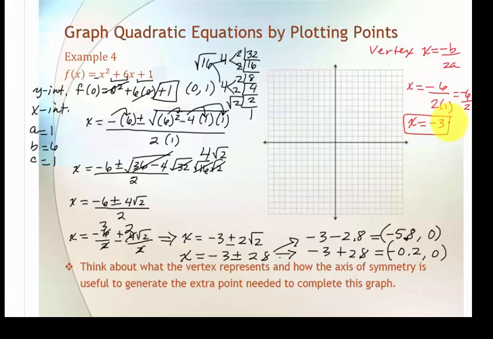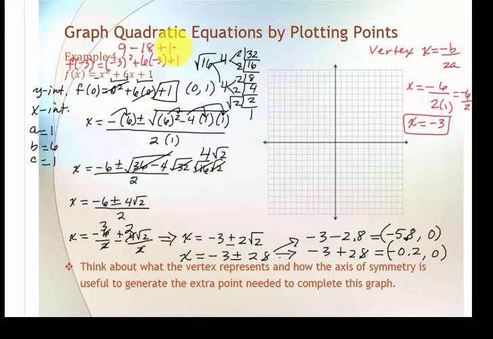This tells us to evaluate our function using an x value of -3. So going back to our function, we're looking for f of -3. So the quantity of -3 squared plus 6 times -3 plus 1. So we're going to end up with 9 minus 18 plus 1.